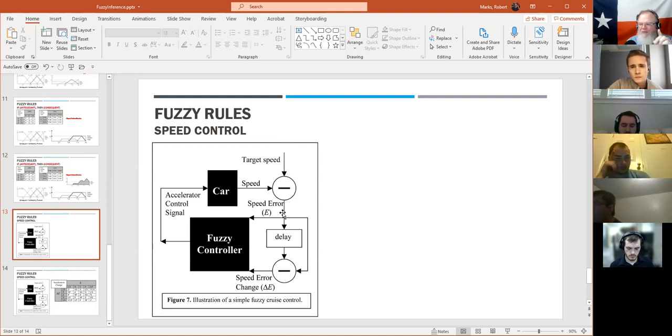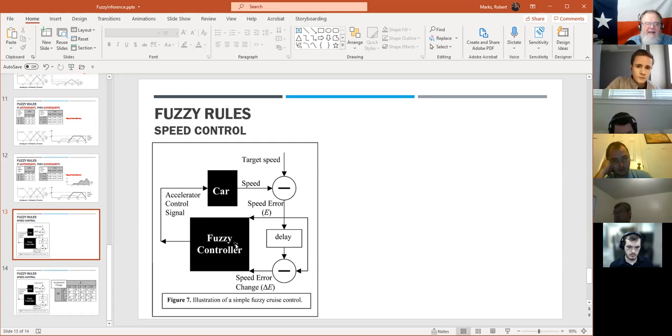And then it also turns out that in practice, looking at the change in error is also a good thing to do. So we look at the speed error, we do a delay and look at, say, the speed a half second ago or something like that, and take the difference of that. That is kind of like the first derivative of the speed error. So we're not only generating the speed error, we're doing the change in speed error. We place this into a fuzzy controller.